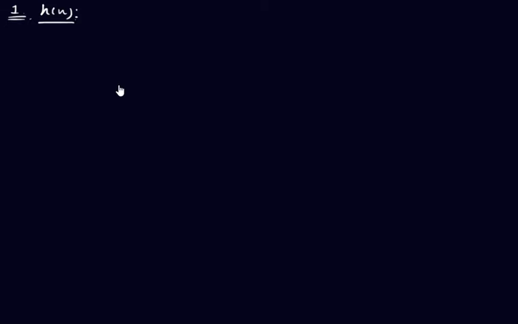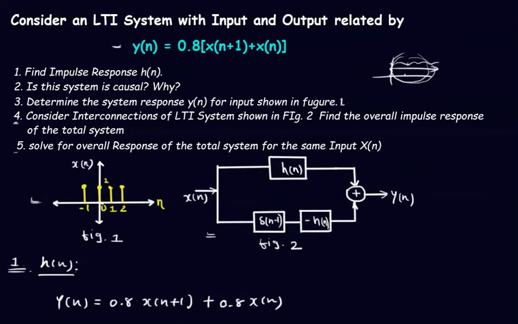Okay, so we have a system expression, y of n is equal to 0.8 into x of n plus 1, plus 0.8 x of n. This is the expression that is given in the question. Okay, this is the same as that, I have just multiplied 0.8 into the bracket. So this particular expression looks like this.